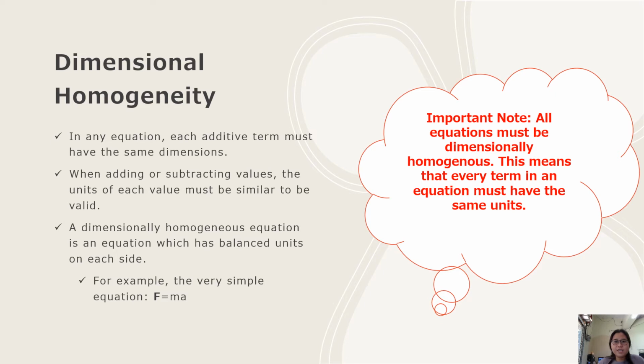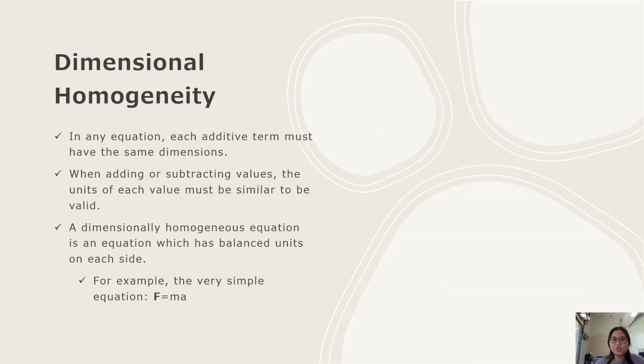Since we are handling equations in this course, an important note to remember is that all equations must be dimensionally homogeneous. This means that every term in an equation must have the same units. And the thing you should consider is that in any equation, each additive term must have the same dimensions.